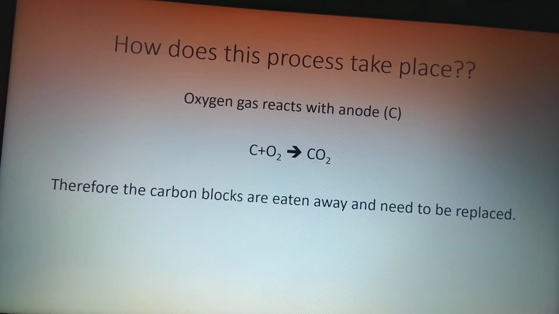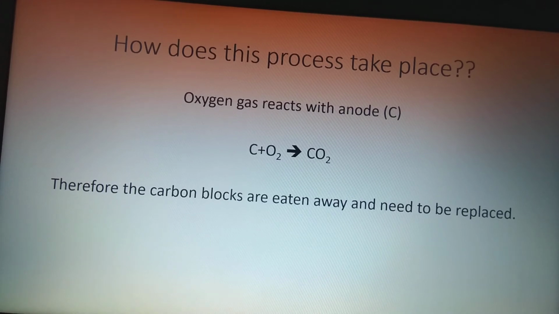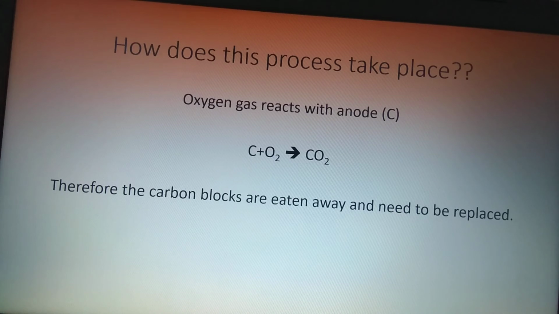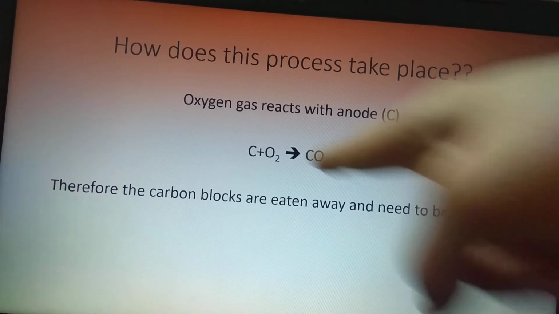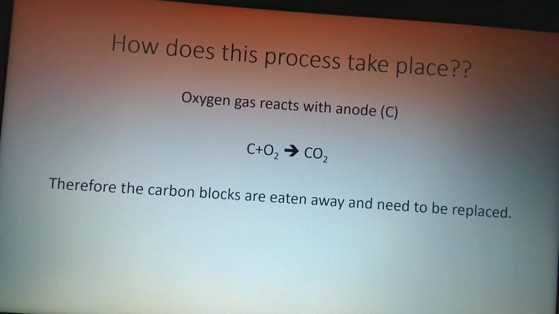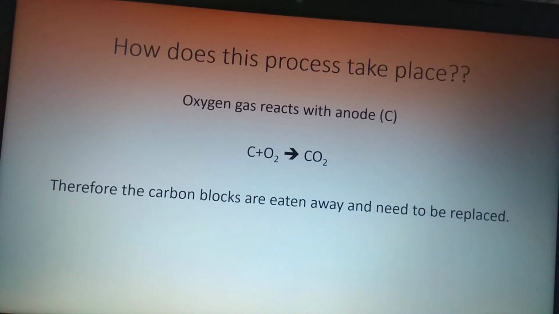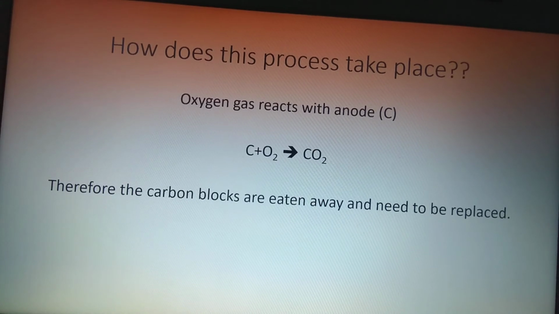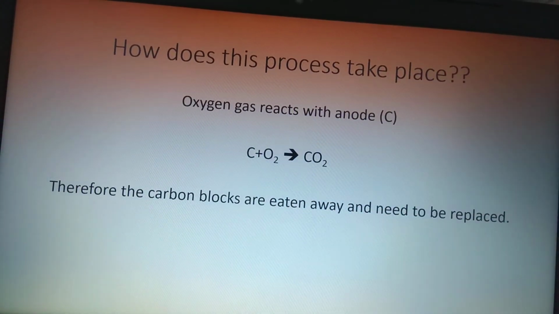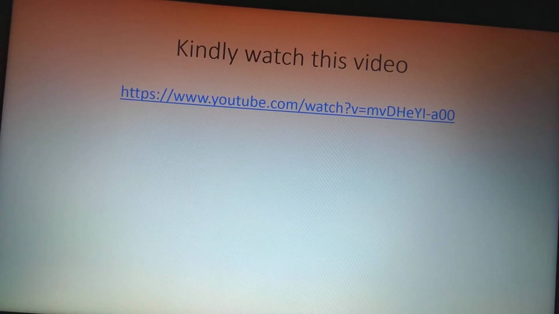The oxygen that is produced will react with the anode, which is carbon. So here it's just like burning of the carbon anode with oxygen, giving CO2. That's why the carbon blocks should be replaced repeatedly, because they are eaten by oxygen. You can see this link for another video.